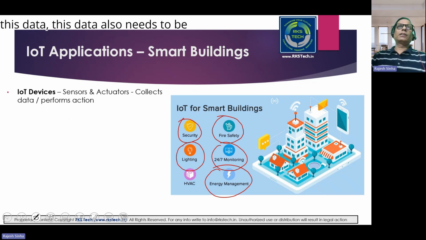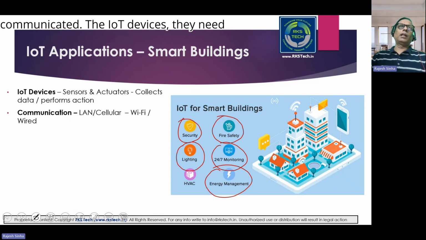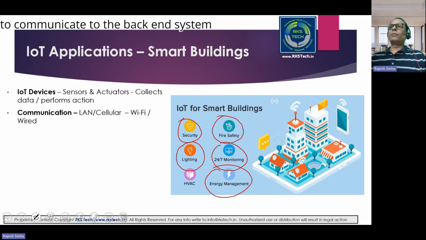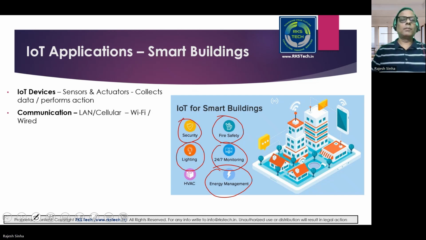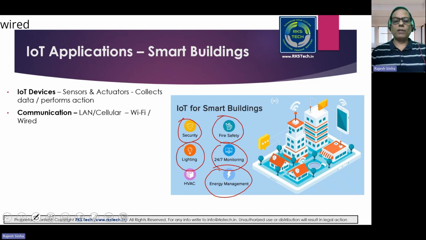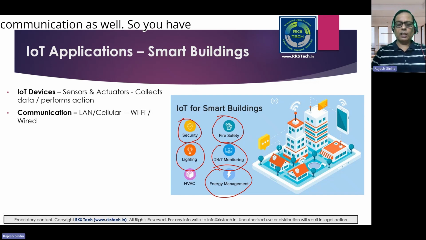Now once we have this data, it also needs to be communicated. The IoT devices need to communicate to the backend system where some processing will happen, and then from the backend system the command or the communication has to come to the IoT devices in order to perform some action. So we need to have a communication system. It could be local LAN, it could be some cellular system, Wi-Fi or wired system. Most of the time nowadays it is Wi-Fi because it's easier to implement. But in many situations there could be wired network communication as well.